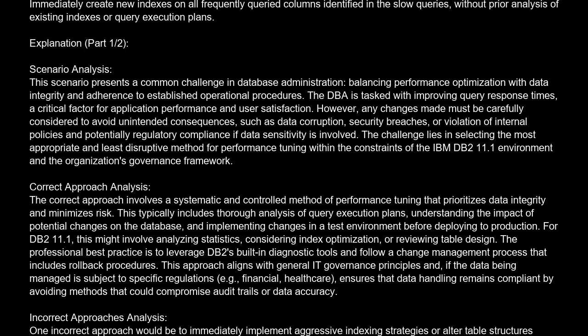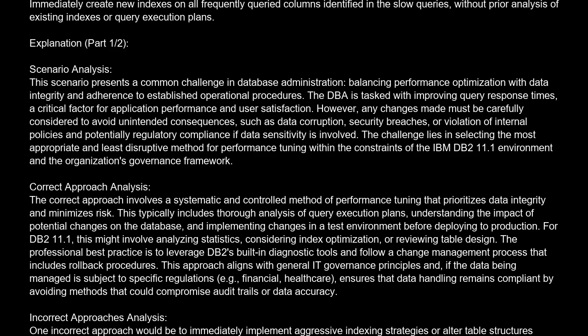The challenge lies in selecting the most appropriate and least disruptive method for performance tuning within the constraints of the IBM DB2 environment and the organization's governance framework. Correct approach analysis. The correct approach involves a systematic and controlled method of performance tuning that prioritizes data integrity and minimizes risk. This typically includes thorough analysis of query execution plans, understanding the impact of potential changes on the database, and implementing changes in a test environment before deploying to production.